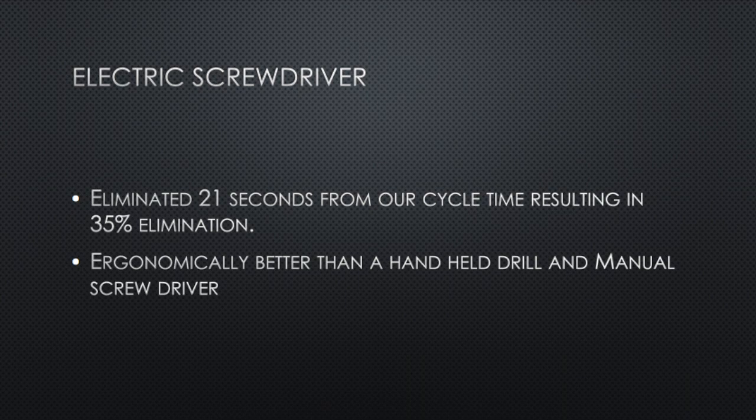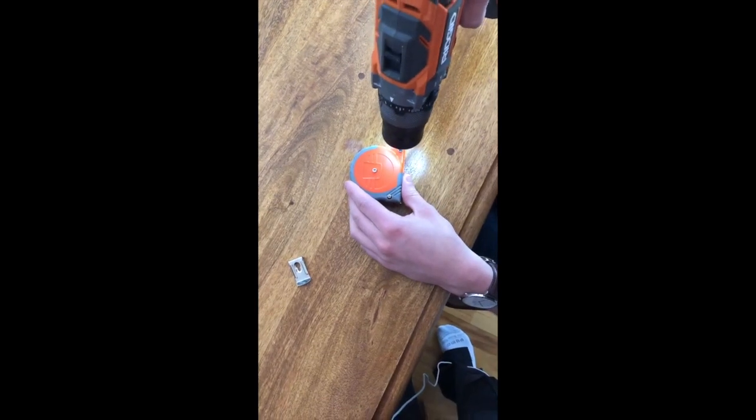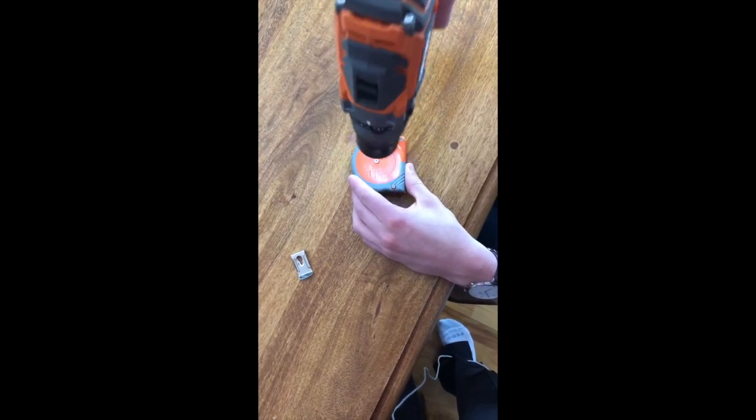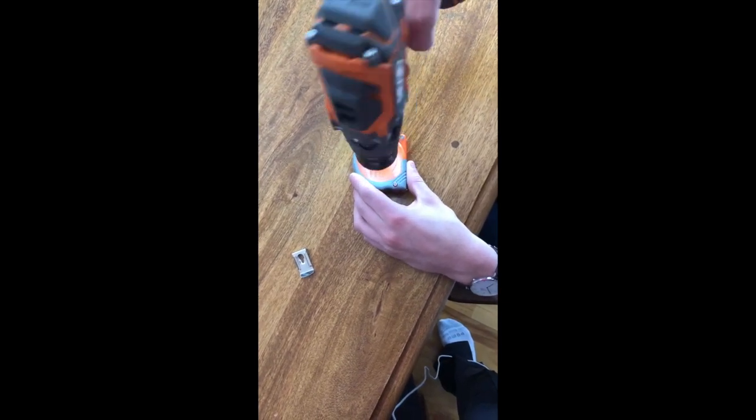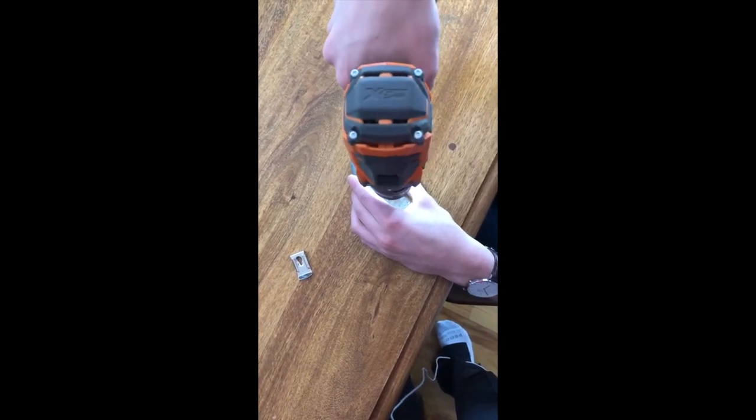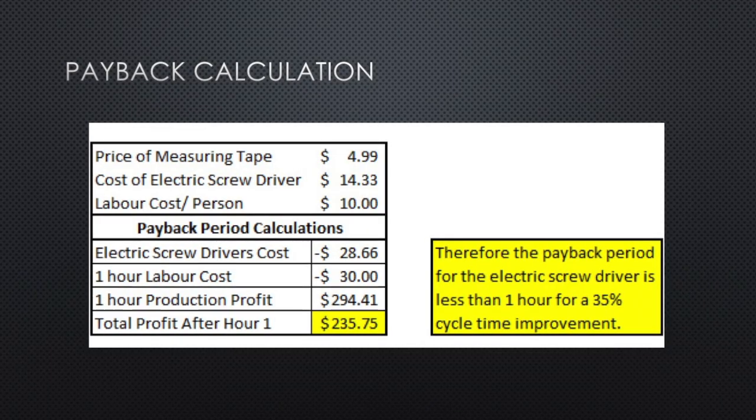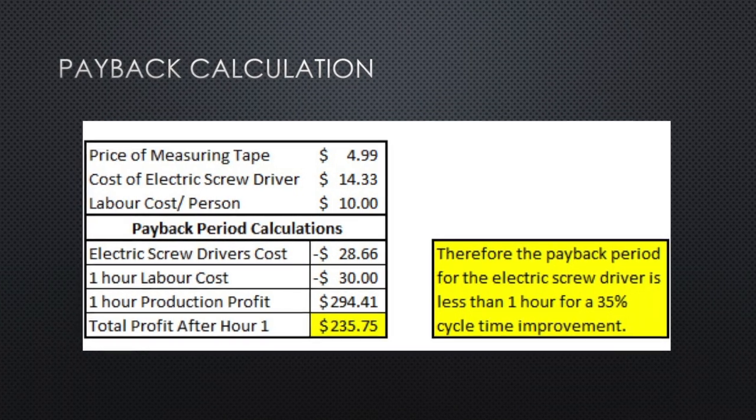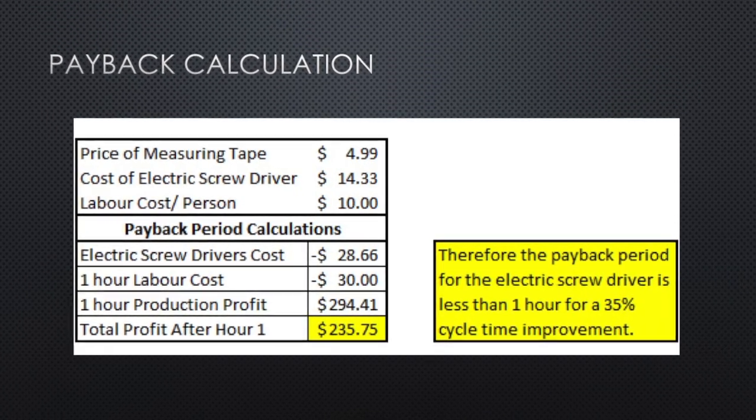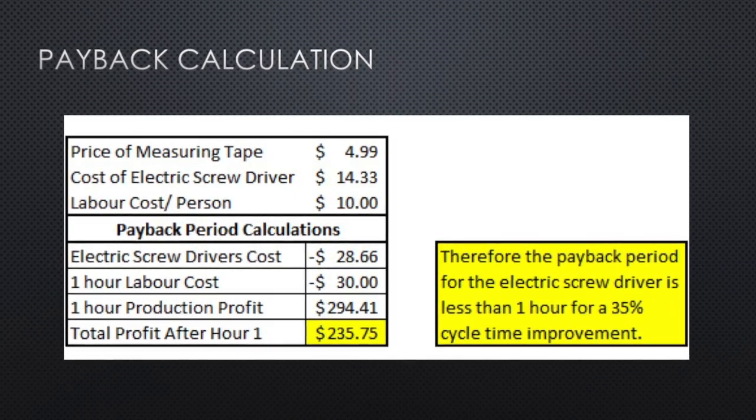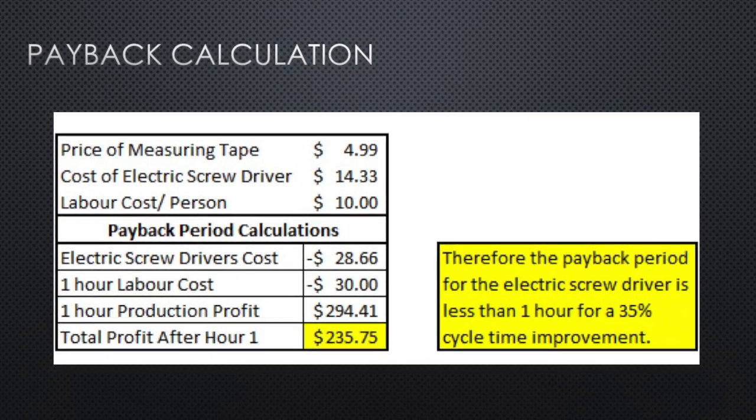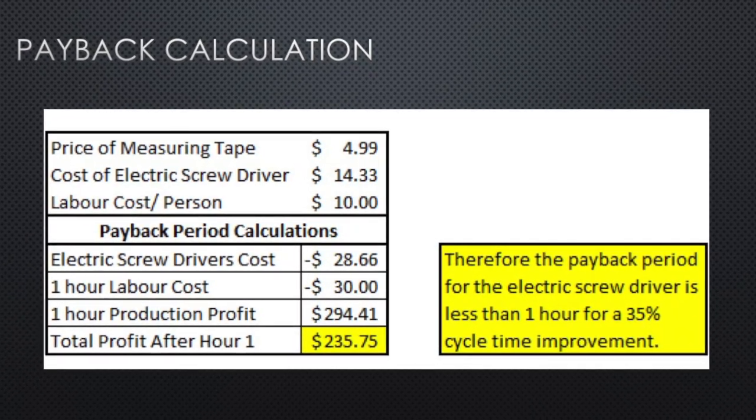This is a reduction of 35%. Not only does this improve the total cycle time, but it reduces the long-term fatigue of the operator. This in turn increases the ergonomic value, resulting in a positive impact on the operator over time. Based on the payback calculation, we can tell by the cost of the electric screwdriver and the hour of labor cost, with the 35% cycle time improvement, we would be able to receive the payback in less than 1 hour.